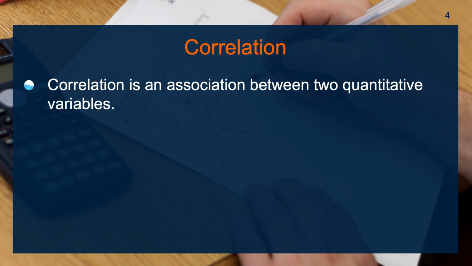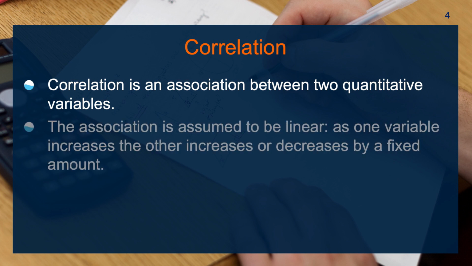Correlation is an association between quantitative variables. So what that means is that we have two sets of data, both of which are quantitative and from which we have data at all the same points in the data set. Association is usually assumed to be linear. As one variable increases, the other increases or decreases by a fixed amount. We'll see a little bit more of what that means when we look at an example in a minute.